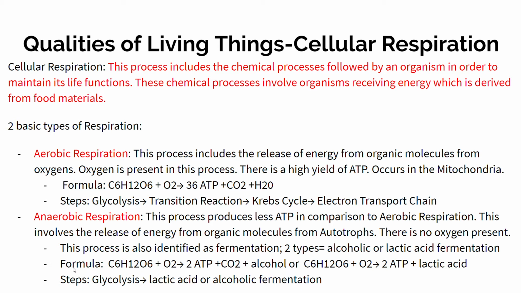Aerobic respiration includes the release of energy from organic molecules, and oxygen is present in this process, and there's a high yield of ATP. This occurs in the mitochondria. The formula is glucose plus oxygen releases 36 ATP plus CO2 plus H2O. The steps for this are glycolysis to transition reaction to Krebs cycle to electron transport chain, or ETC, which we will discuss soon.